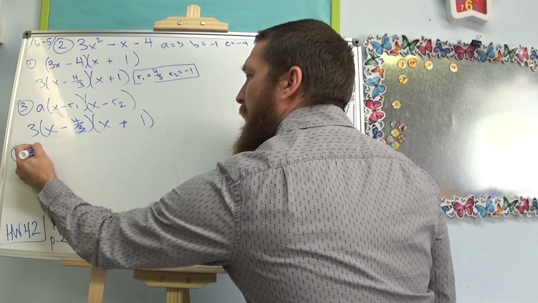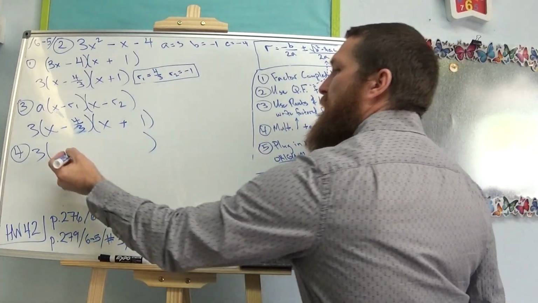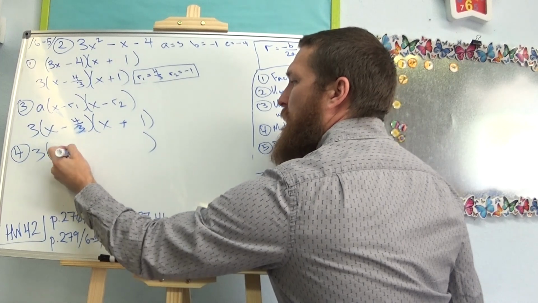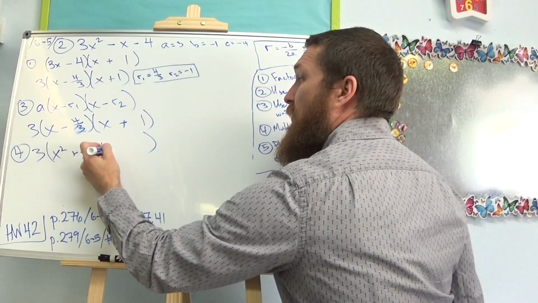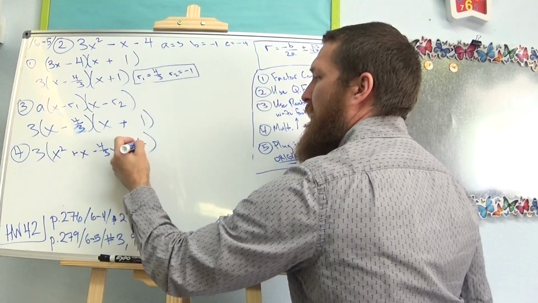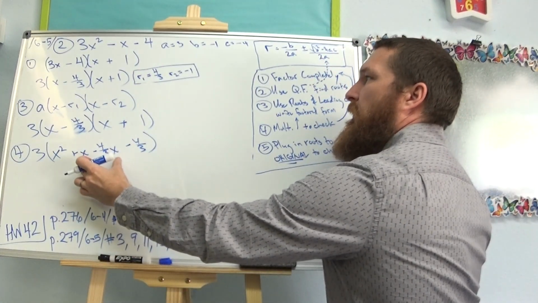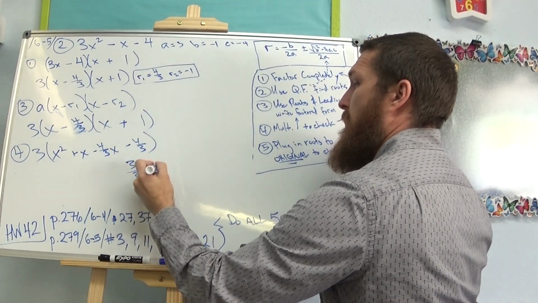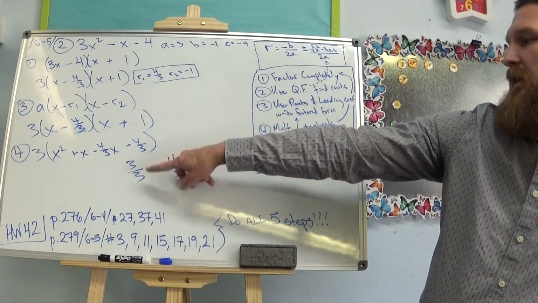And that's what we're going to do. I'm going to first use outer, inner, last on this. First gives me x squared. Outer gives me 1x, so plus x. Inner gives me minus 4 thirds x. And last gives me negative 4 thirds. Let's combine these. That's 4 thirds, that's 3 thirds x minus 4 thirds x.